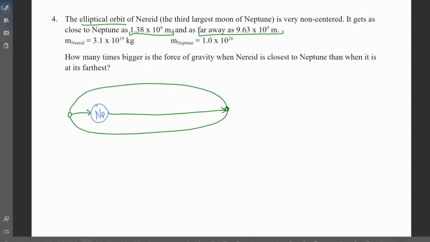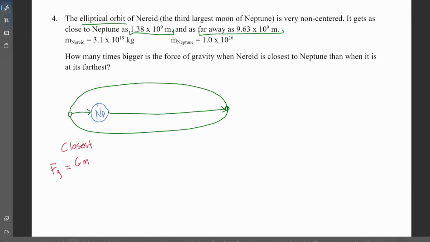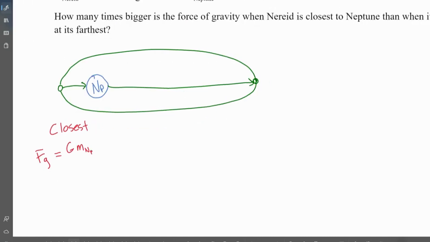Okay. So when it is at its closest, well, let's just find the force of gravity between Nereid and Neptune when it's at its closest. So this is going to be G times the mass of, I'll call this Neptune, times the mass of Nereid divided by the radius when they're close, squared. So the force of gravity when they're closest as compared to when they're the farthest away.